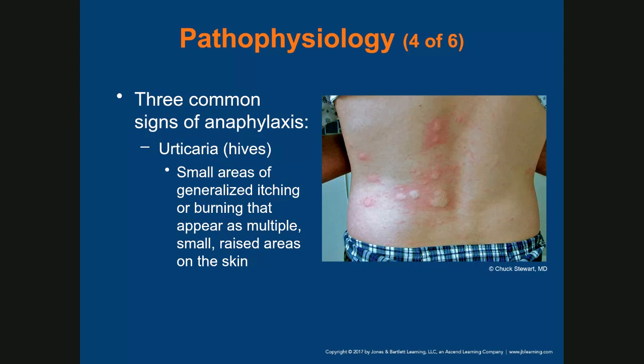Urticaria or hives, angioedema, which basically is when the tongue starts to swell up or facial swelling, and wheezing. So urticaria, hives, are small areas of generalized itching or burning that appear as multiple small raised areas on the skin. That's urticaria.